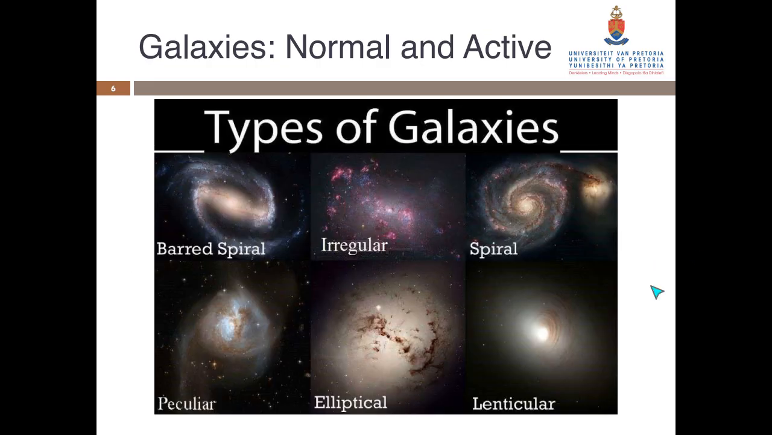So when we look at galaxies, and this is a hint for the exam, these are the 6 main types of galaxies that we have. We have got spiral galaxies, irregular galaxies, peculiar, elliptical, and lenticular.